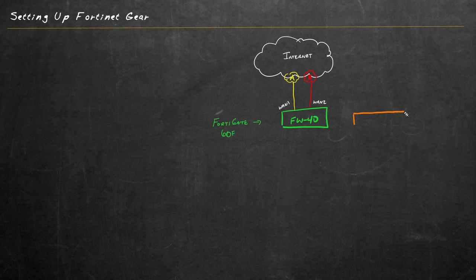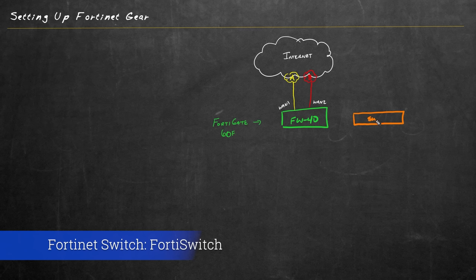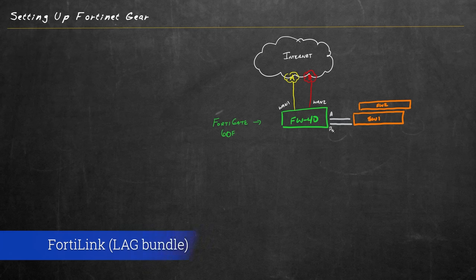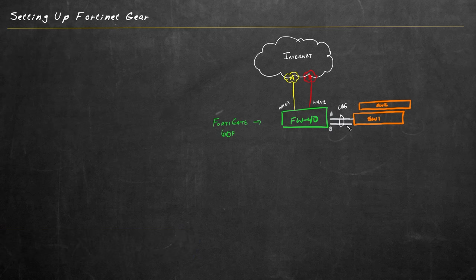Let's also add some layer 2 switches to the mix. We'll add a couple of them here in the switch stack. We'll call this one switch 1, and the second one switch 2. For the connectivity between the FortiGate and the switches, we're going to use what in the Fortinet world is called FortiLink, with two physical interfaces, which on this FortiGate are labeled A and B, connected over to two ports on switch 1. When this is implemented, it will be a link aggregation group with 802.1Q trunking and these two physical interfaces working together. In a Cisco world, that would be considered a layer 2 EtherChannel.